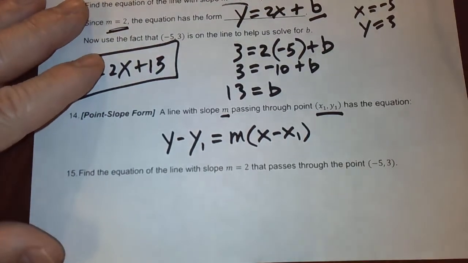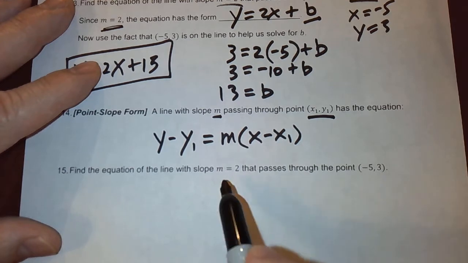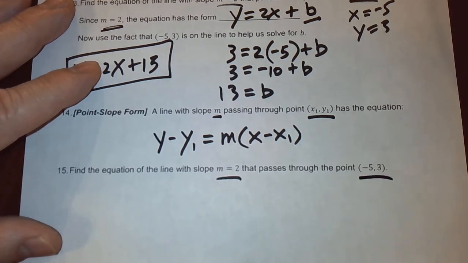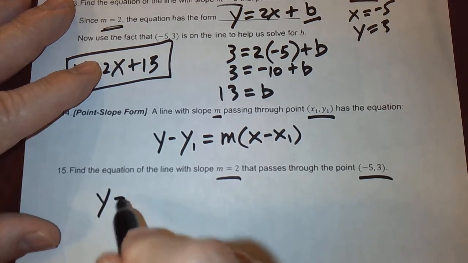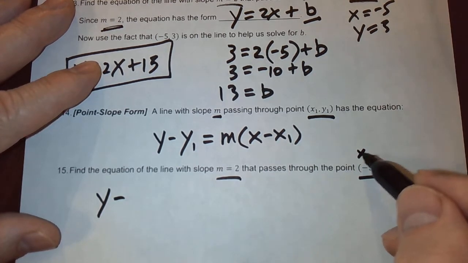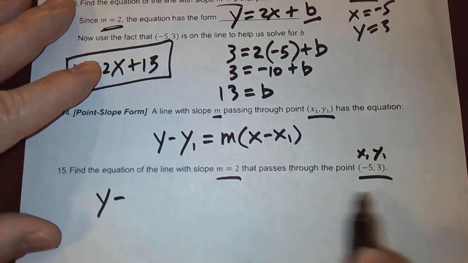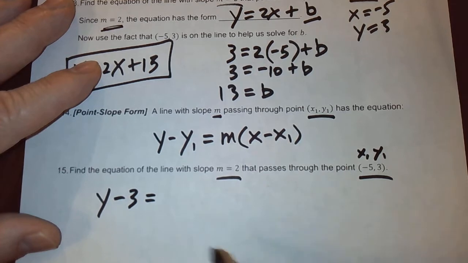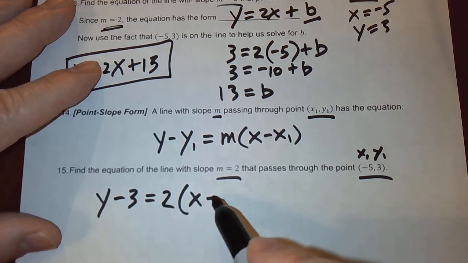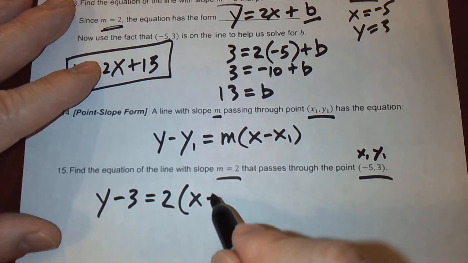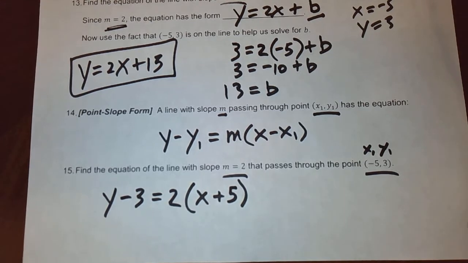So this will be a very simple problem. Find the equation of the line with slope m equal 2 passing through that point. Well, it would be y minus y1. This is our (x1, y1), right here. y minus y1 is y minus 3 equals m, which is 2, times x minus -5. x minus -5 is the same as x plus 5. So that is the equation of the line.